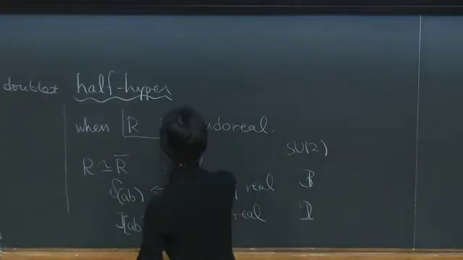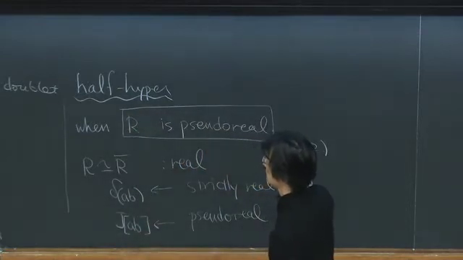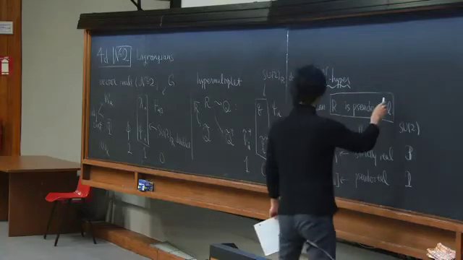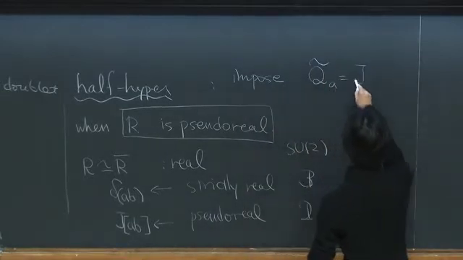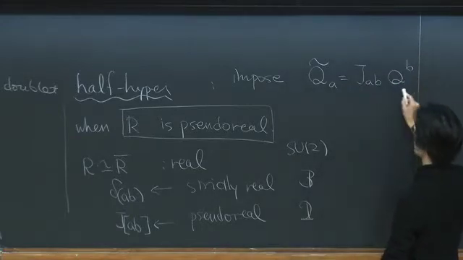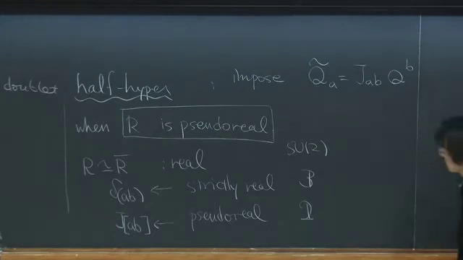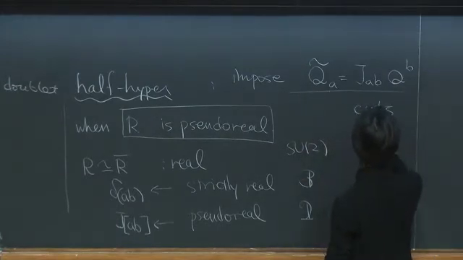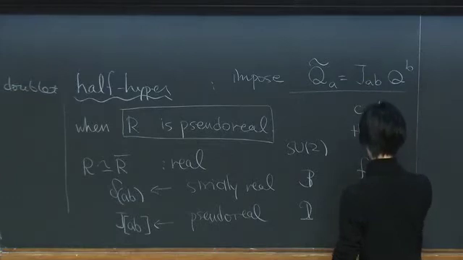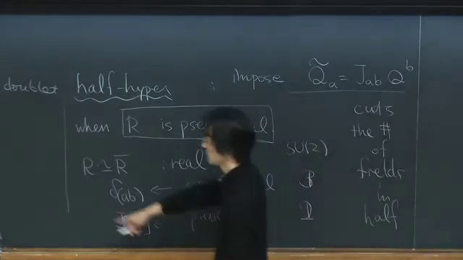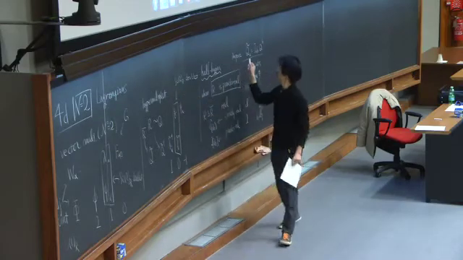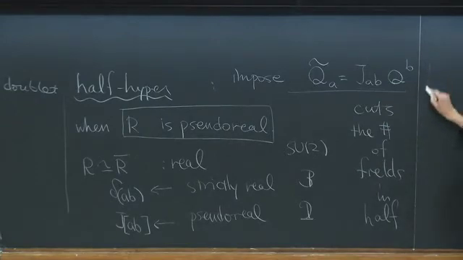So a half hypermultiplet is only possible when R is pseudo-real, and this is obtained by imposing a constraint. Impose Q twiddle_A equal J_AB Q^B. So this is the constraint you impose. This cuts the number of fields in half. That's why it's called a half hypermultiplet. And the reason why you cannot do this with a strictly real representation is that in order to keep this SU(2)_R symmetry, you need to choose an antisymmetric tensor here. So that's what it is. So those are the multiplets.